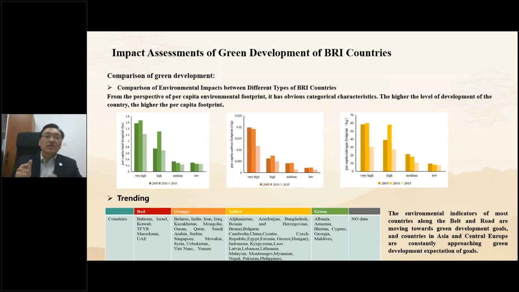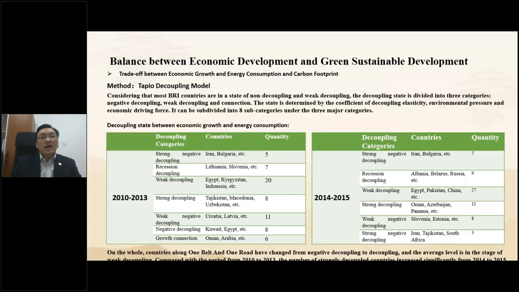So we use this method to evaluate these countries' development trading, and to warn those countries with a red label. And then we analyze another issue, which is balanced economic development and green sustainable development. So actually we have a trade-off between economic development and energy consumption and the carbon footprint.